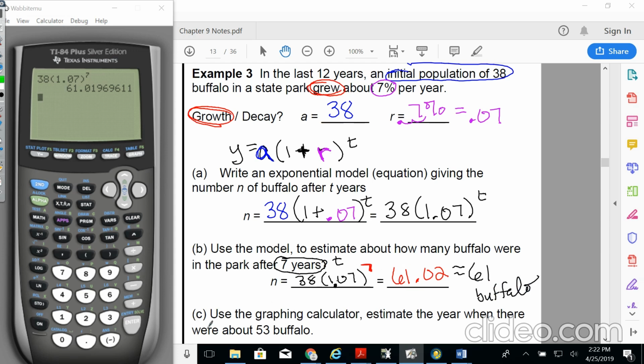All right, and then the last part, part C, using the graphing calculator. So when it says that, I want to put it in the y equals. We're going to estimate the year when there were 53 buffalo. In the y equals, y1 equals, we want to plug in our equation, not this one with the 7 in it. We want to plug in the one with the x. So we're going to do 38 times 1.07 and an exponent of x.